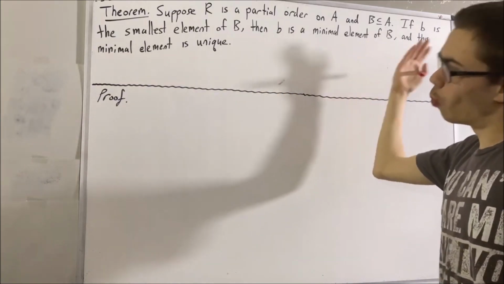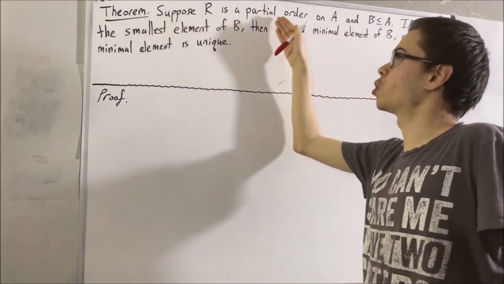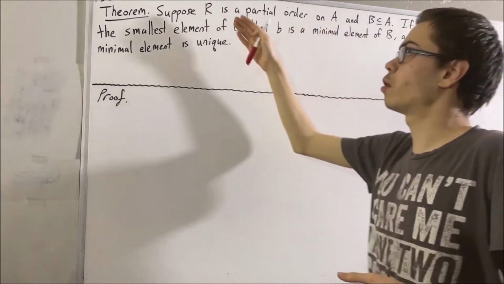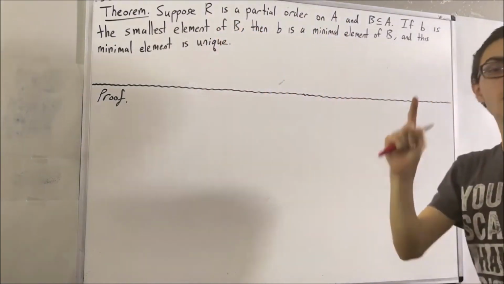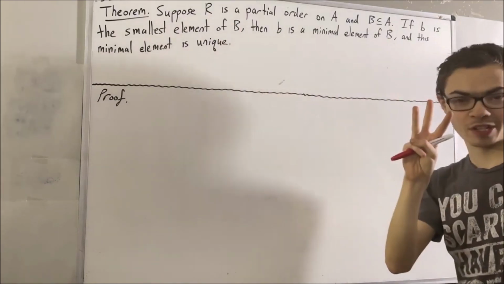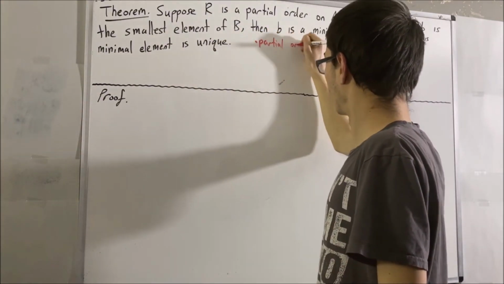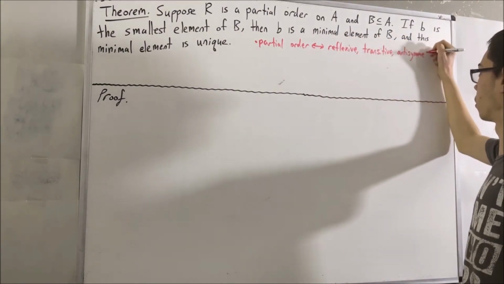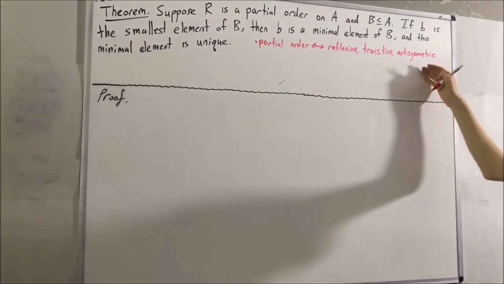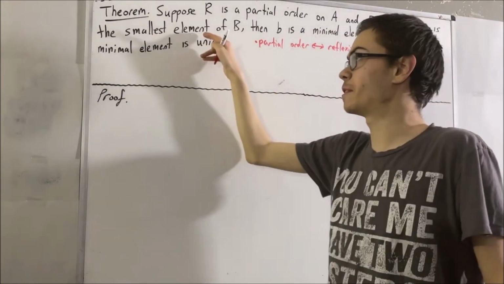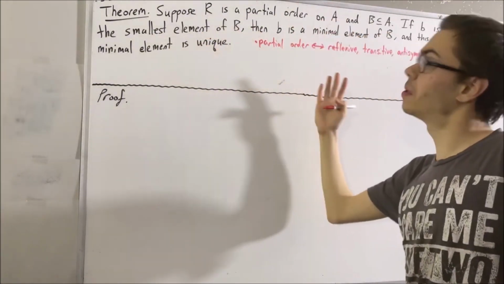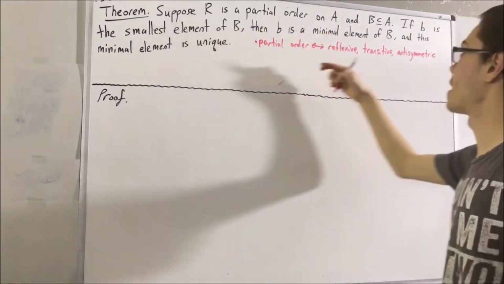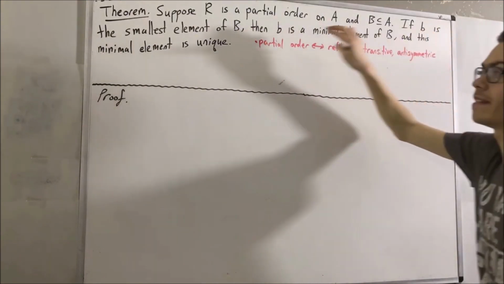To start, what does it mean for a relation to be a partial order? Well, if you recall, all that means is that our relation is reflexive, transitive, and antisymmetric. And second, what does it mean for b to be a smallest element of B? Well, if you recall, all that means is for every element x in B, we have that b comma x is an element of R.